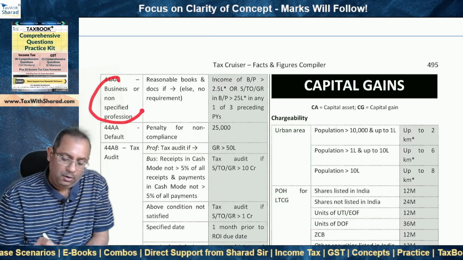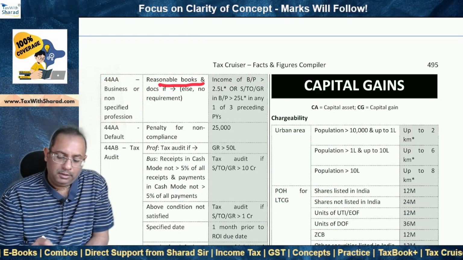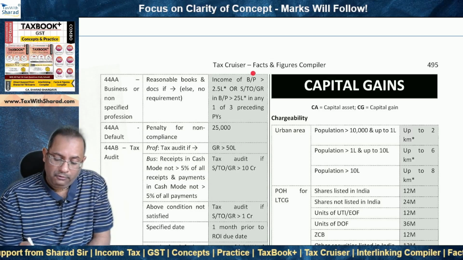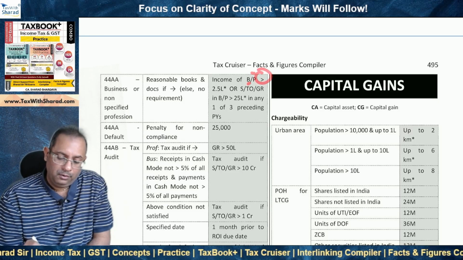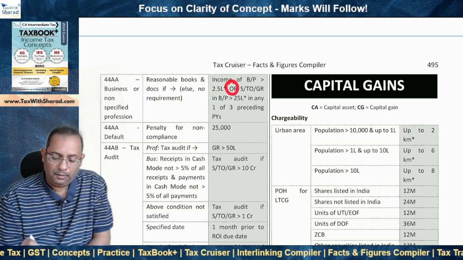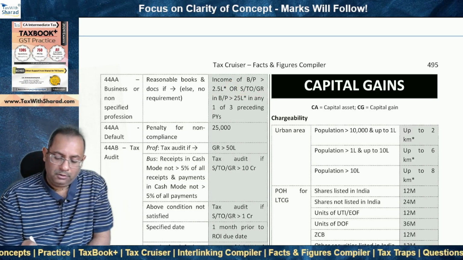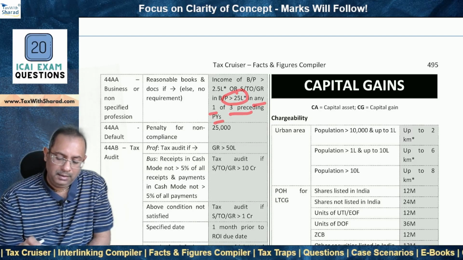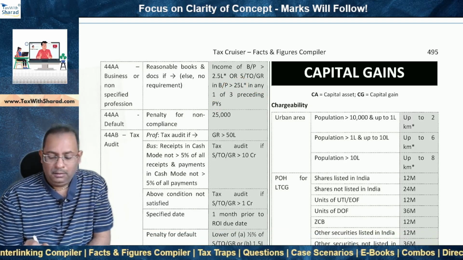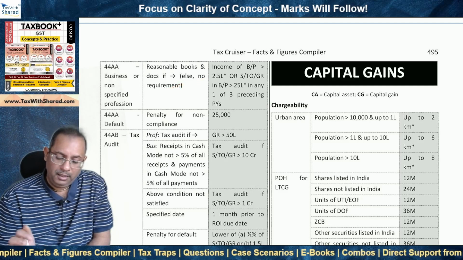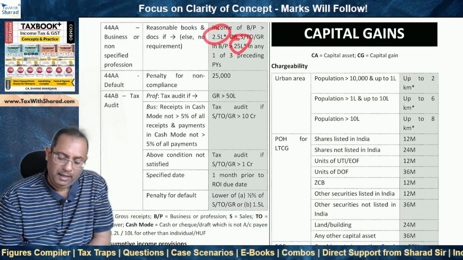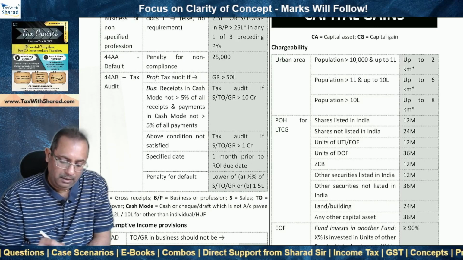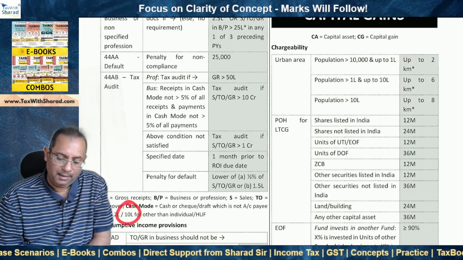In case of business or a non-specified profession, only reasonable books and documents as would enable the AO to compute income are required to be kept and maintained if the income of business or a profession is more than 2.5 lakh, or the sales turnover or gross receipt in business or profession is more than 25 lakh in any one of 3 preceding previous years. If this condition is not satisfied, then there is no requirement under section 44AA. Now this 2.5 lakh and 25 lakh is basically the limit for individual and HUF. For others, this 2.5 lakh becomes 1.2 lakh and 25 lakh becomes 10 lakh.